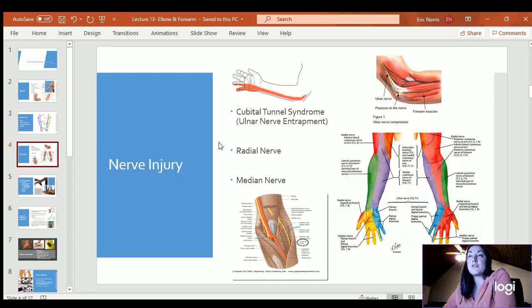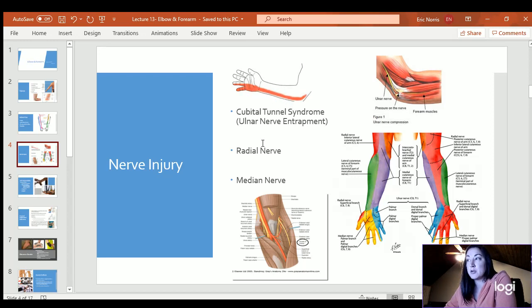So the nerve injuries that we have from elbow concerns: cubital tunnel syndrome. Most of us are familiar with carpal tunnel, but cubital tunnel is where the ulnar nerve is getting entrapped, where it travels through that cubital tunnel. And the pain pattern is this red portion, the pattern of the ulnar nerve.